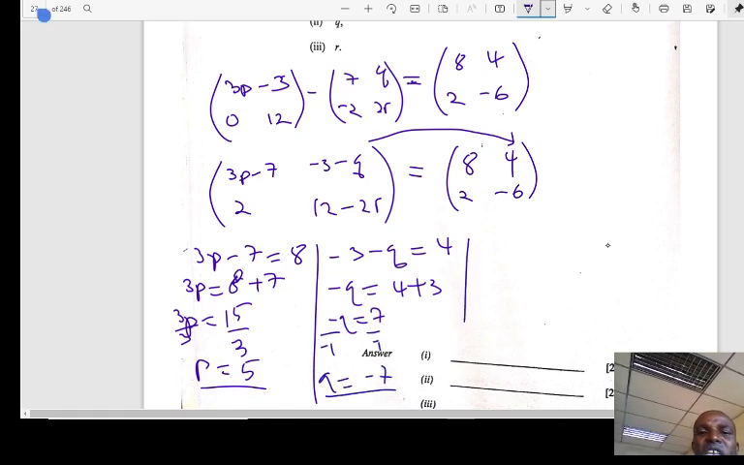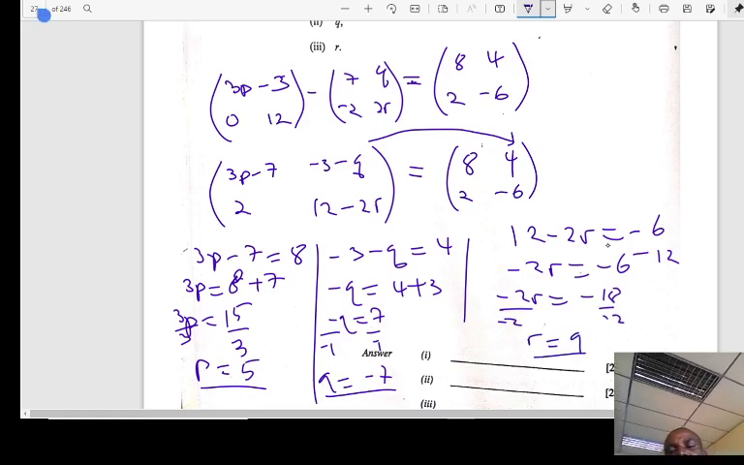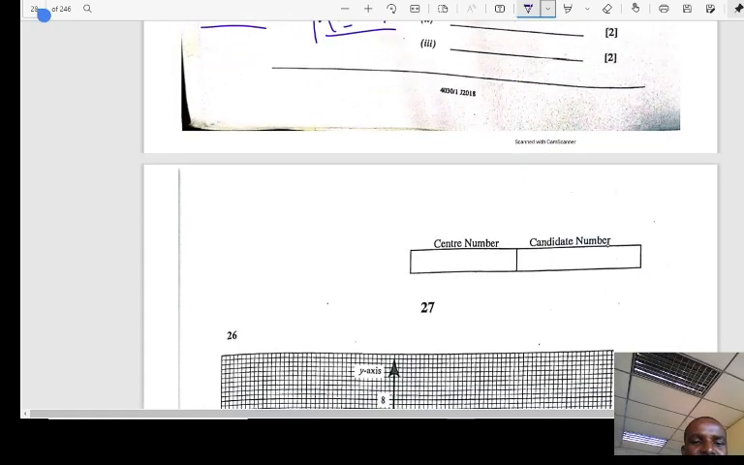Done. Then you are left with r: 12 minus 2r is equal to minus 6. Then minus 2r is equal to minus 6 minus 12, minus 2r is equal to minus 18. Divide by minus 2 by minus 2, you get your r is equal to 9. Then done. Just like that.